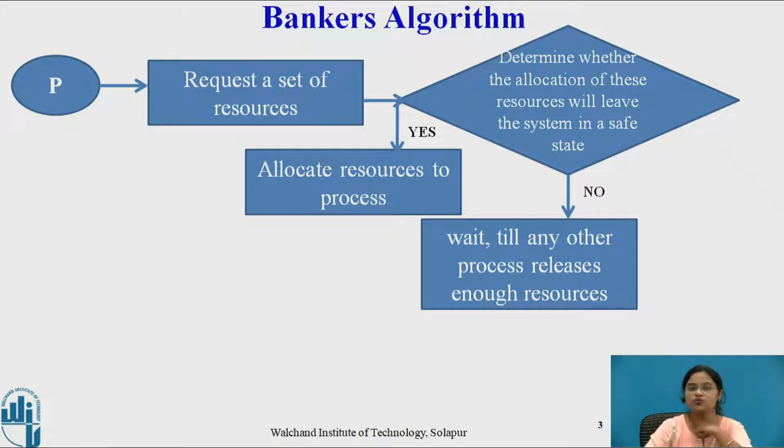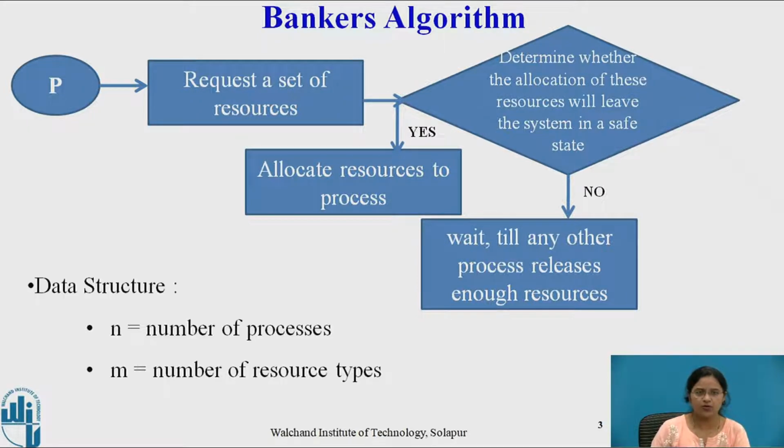Now why does the process have to wait here? Because if the process doesn't wait, and the requested resources are allocated to it, then that process will get the resource, but other processes again try to get the same resource. Here the system may enter into the deadlock state. So to keep the system deadlock free, it is better that the process waits till other processes complete their execution and release the resources for the current process.